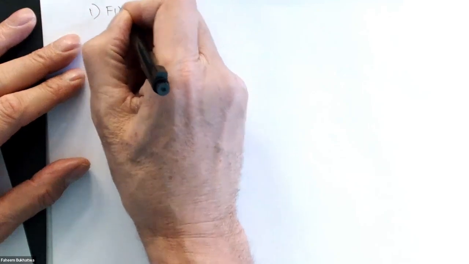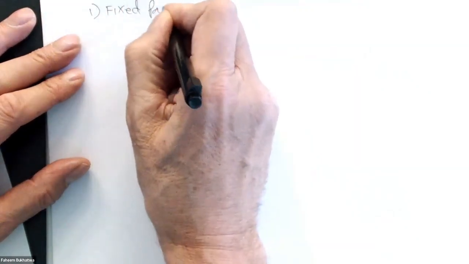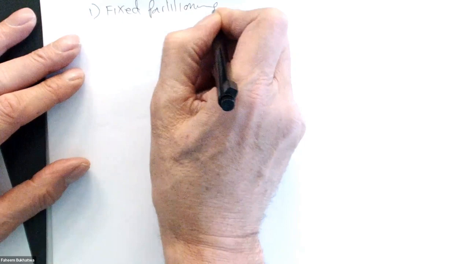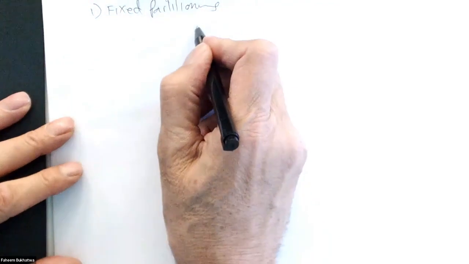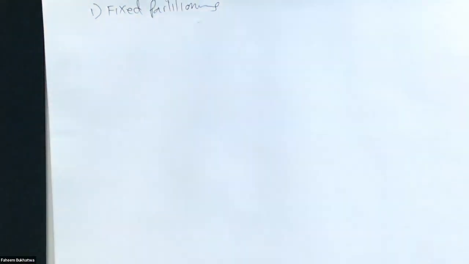Okay, so number one, it's called the fixed partitioning. The first memory management system was known as the fixed partitioning. That means we're going to divide memory into parts. So how does it work? If you're asked to describe the fixed partitioning system, very simple.